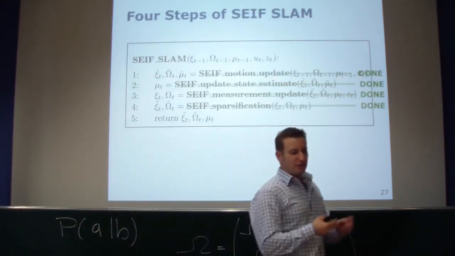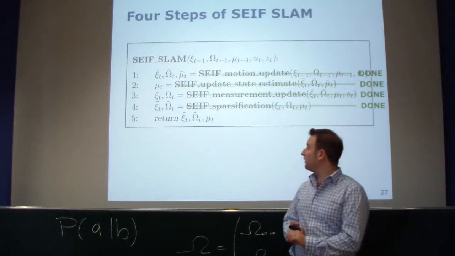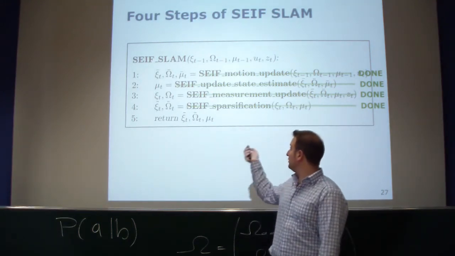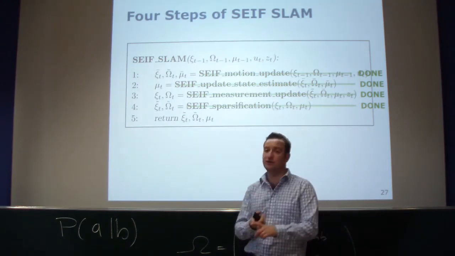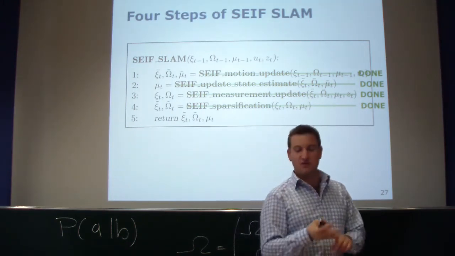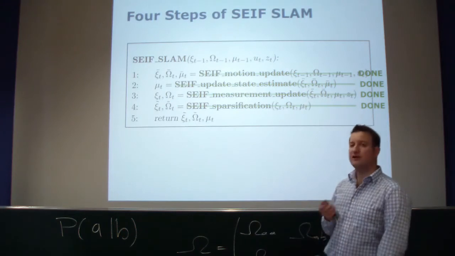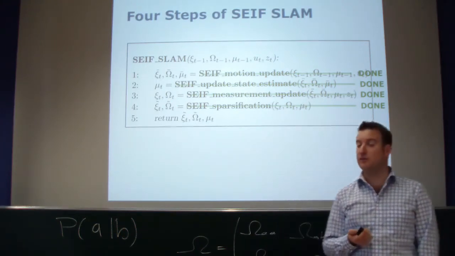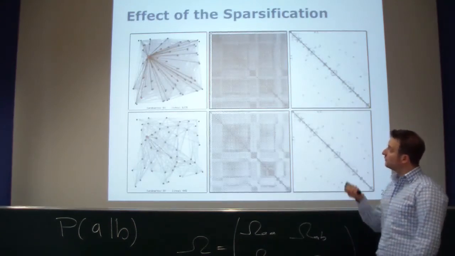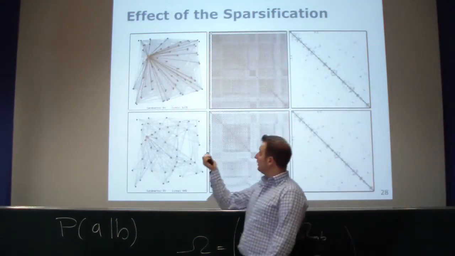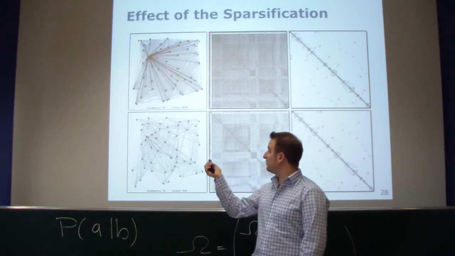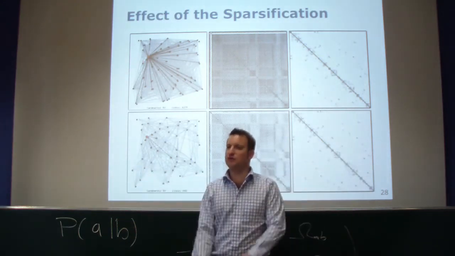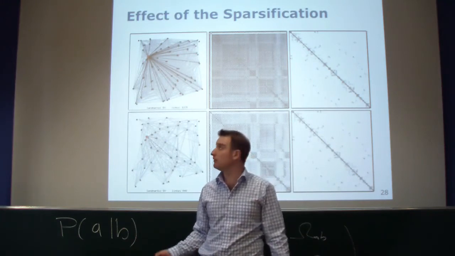Okay, so we completed all the important steps of the sparse extended information filter. All four steps are done, so we do all these updates and then return the new information vector, the new information matrix, and the new mean. How does this look if we do the exact operation versus the sparsification? What you see here on top is if the set of active landmarks is simply the whole state space, so no sparsification is carried out.